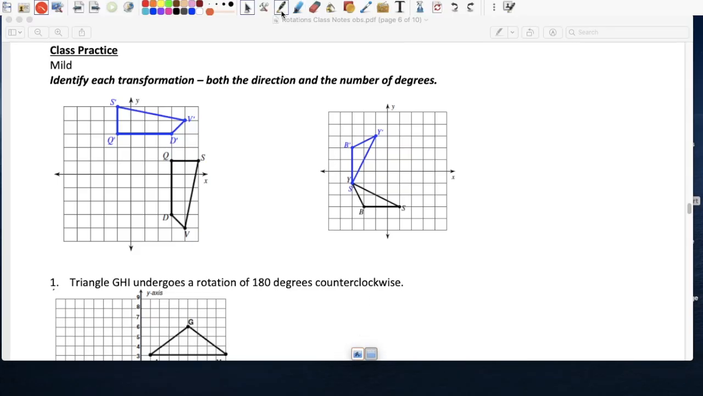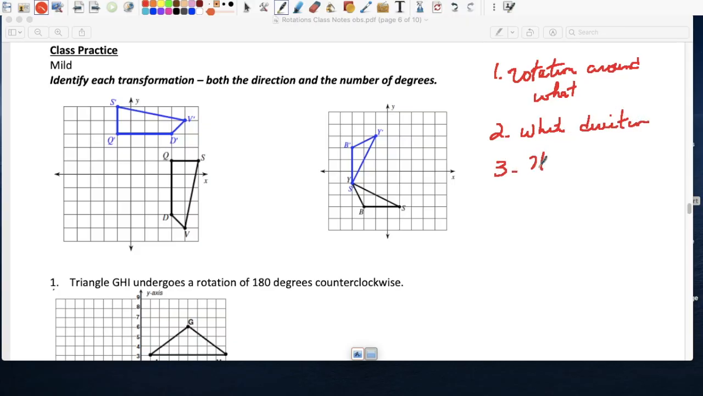All right, so first thing, remember the questions we have to ask. One, rotation around what? Two, which direction? And three, how many degrees? So first of all, we have to figure out which of these two is the original.